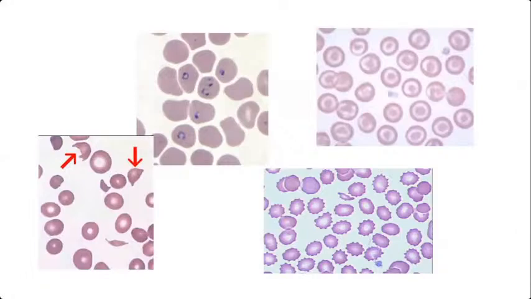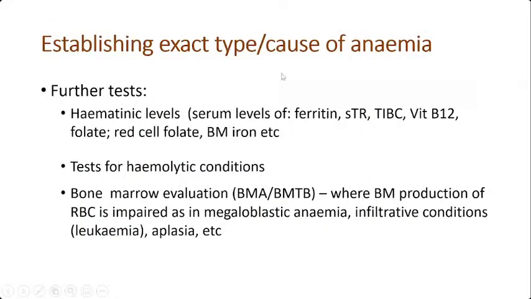It gives us very useful clues, and when we combine this with the blood counts, we often can form some tentative or preliminary diagnoses. Then the other type of tests we'll be doing will be establishing the exact type or cause of anemia. We may have to do hematinic levels, such as levels of ferritin, iron, vitamin B12, folate, red cell folate, bone marrow iron, etc.